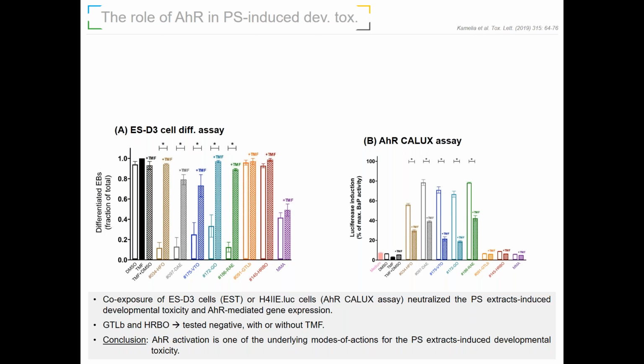And for the PAH-free extracts like GTL and highly refined base oil, they tested negative with or without the presence of AhR antagonists. Therefore, it can be concluded from this experiment that AhR activation, at least, is one of the underlying modes of action for the petroleum substance extract induced developmental toxicity.